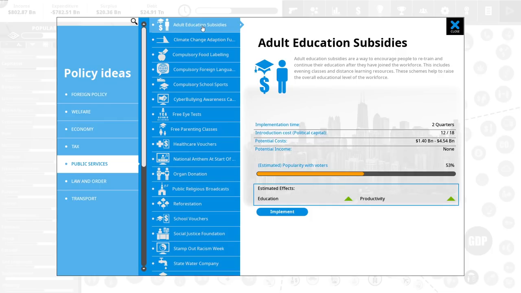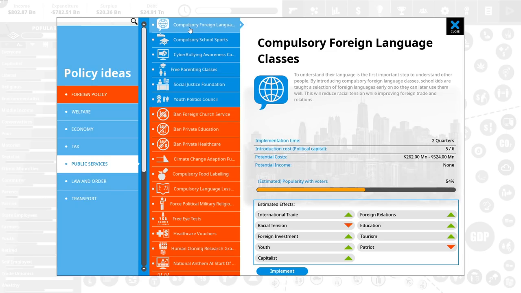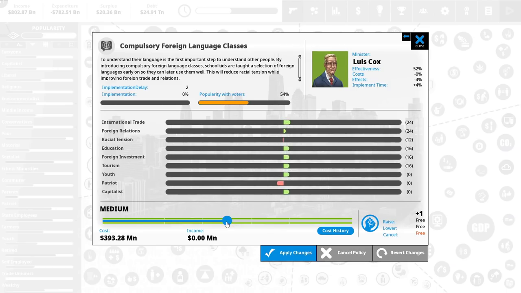Oh, now this'll do. It's a bit expensive, but adult education subsidies so people can retrain. Productivity goes up. Education goes up. Yep, we'll have that and we'll have it absolutely full up, please. Oh, this just seems like a no-brainer. Compulsory foreign language classes, so everyone in state schools has to learn a foreign language. That seems to basically make everybody happy, apart from patriots who we've established we don't care about. So, even the capitalists like that one, yep, whack it up.